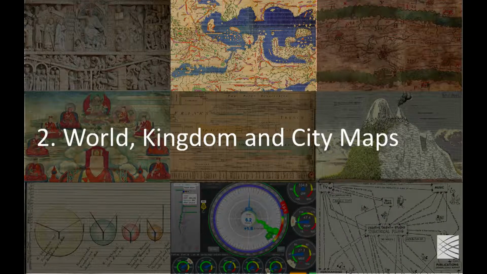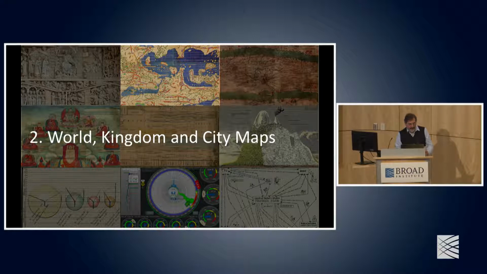The second theme is world, kingdom, and city maps. A map is a diagram of a place. It shows us physical relationships among the details, and it may or may not apply a consistent mathematical projection. I propose here that maps fulfill three major functions.